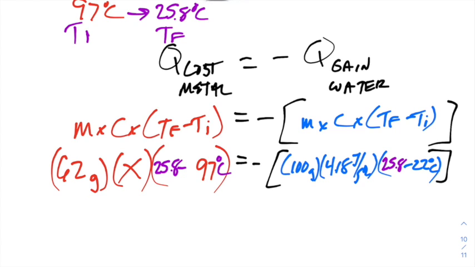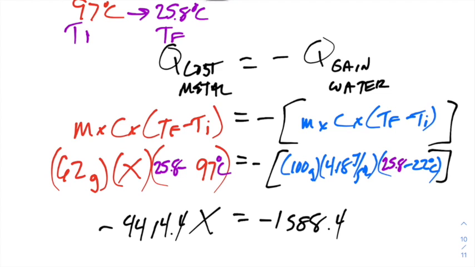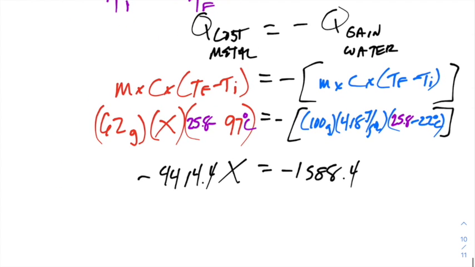And at this point, it's just math. So let me get out my calculator and let's do a little mathification here. 25.8 minus 97, times 62, gets me on this side negative 4414.4 times x, if I'm doing my math right. And then that's going to be 25.8 minus 22, times 4.18, times 100, which is negative 1588.4, assuming I'm doing my math right.